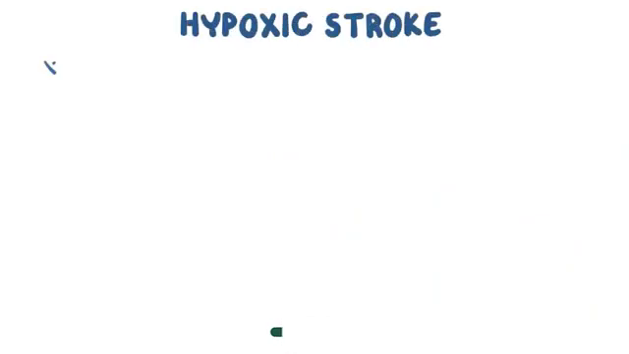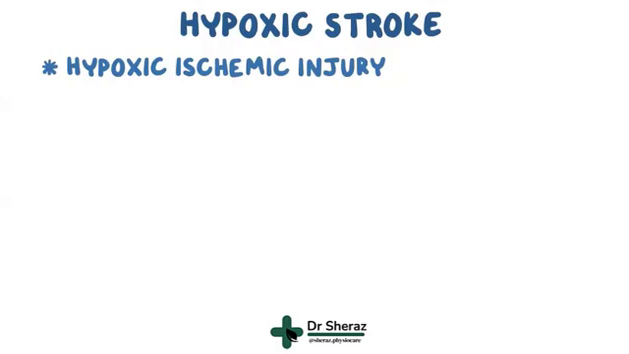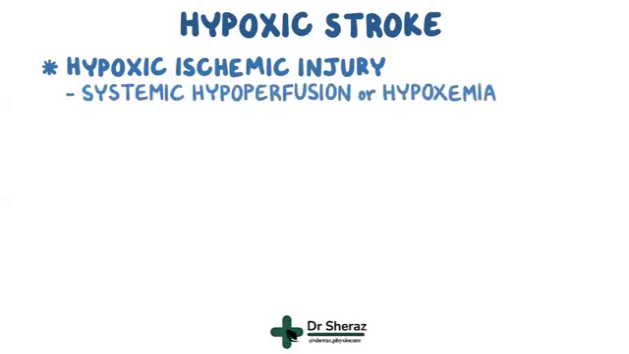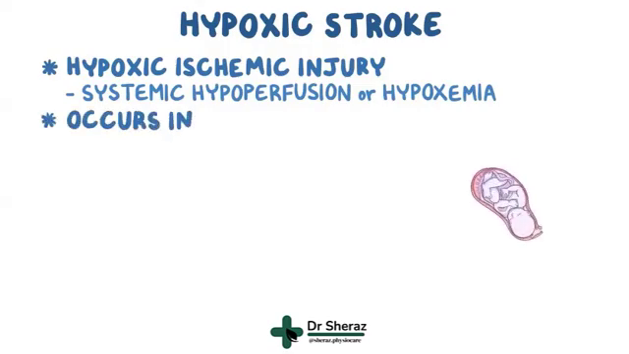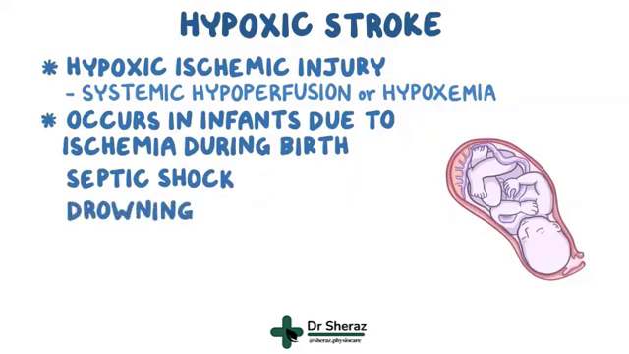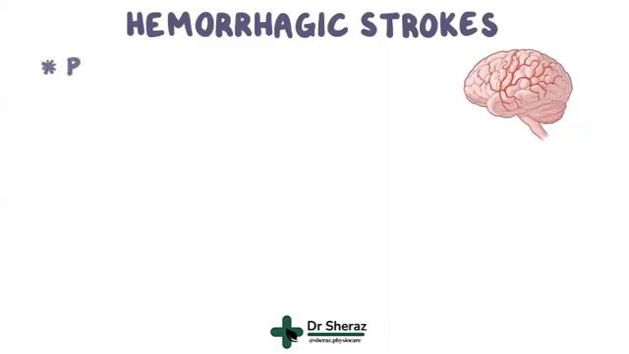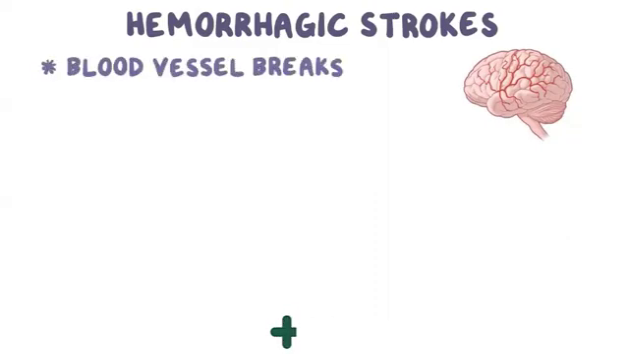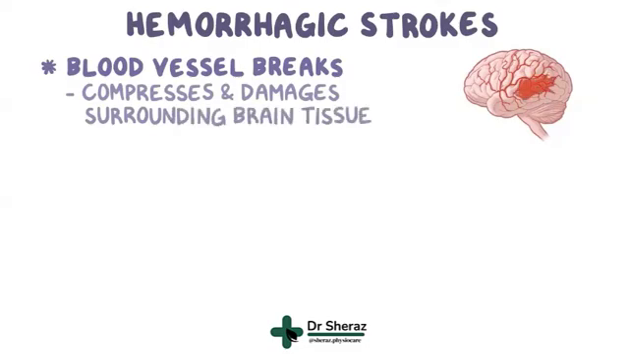Finally, there's hypoxic stroke, which is sometimes called hypoxic ischemic injury, which develops when there's systemic hypoperfusion or hypoxemia. This commonly occurs in infants due to ischemia during birth, but can also be due to things like septic shock or drowning. Now the minority of strokes are hemorrhagic strokes, where a blood vessel breaks and blood spills out, forming a hematoma that compresses and damages surrounding brain tissue.